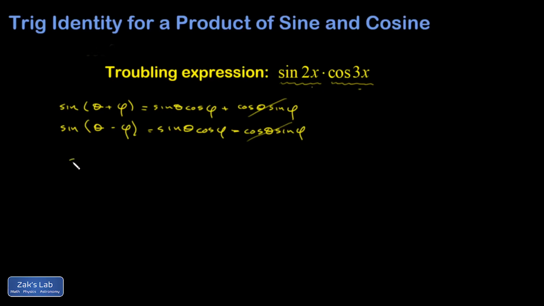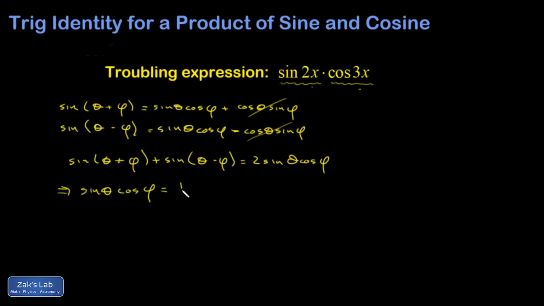So I end up with sine theta plus phi plus sine theta minus phi is twice the thing I'm trying to get an expression for, and all I have to do is divide by 2, and I come up with a useful new identity. So it's going to be the sine of one angle, cosine of another angle is 1/2 times the quantity sine of the sum of the two angles plus the sine of the difference of the two angles.